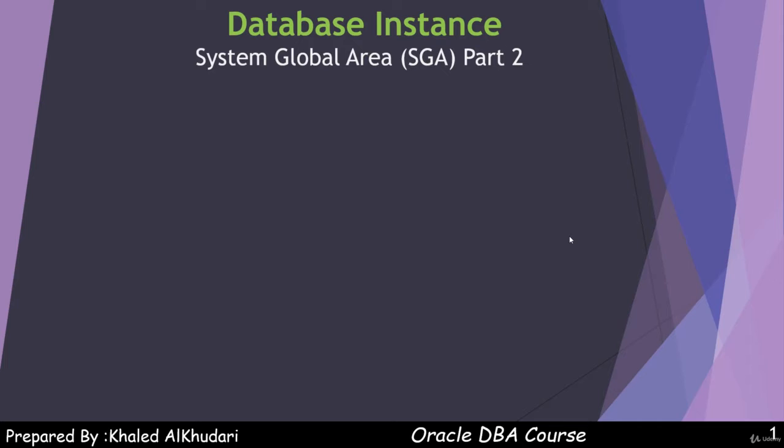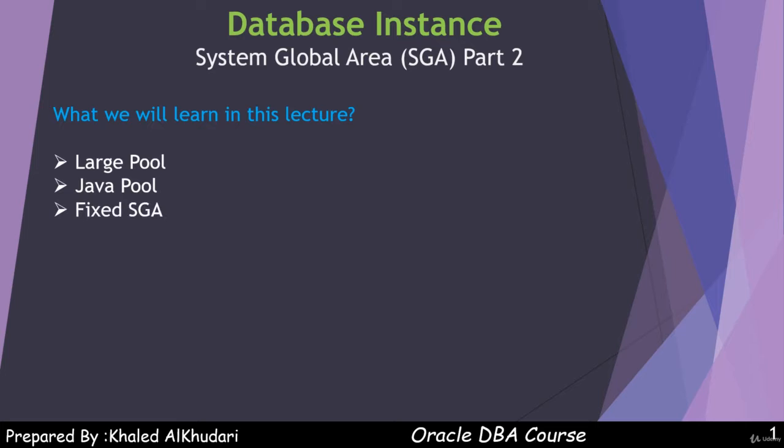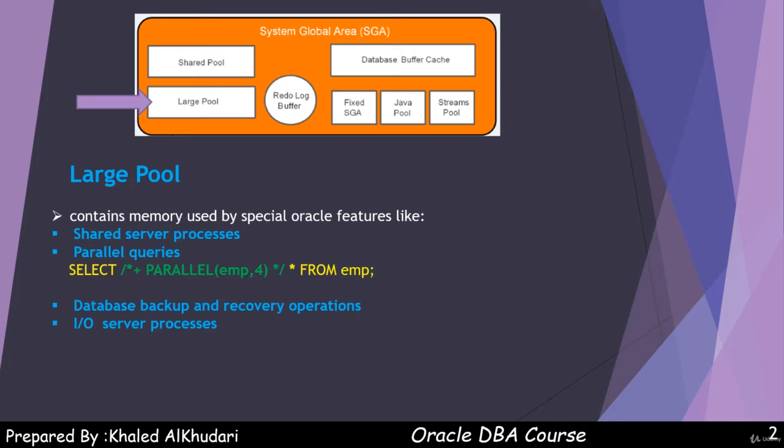Today we will continue talking about the System Global Area, SGA. So today is part 2. Let's start. What we will learn in this lecture: we will understand the large pool, Java pool, fixed SGA and streams pool, and also sizing SGA and PGA. I will try to make it very simple in this lecture.